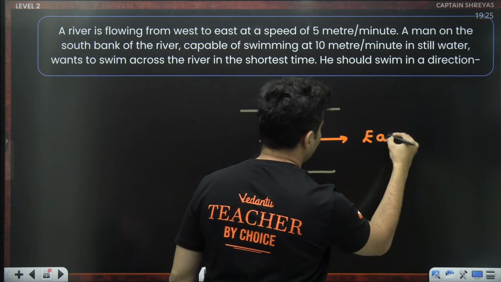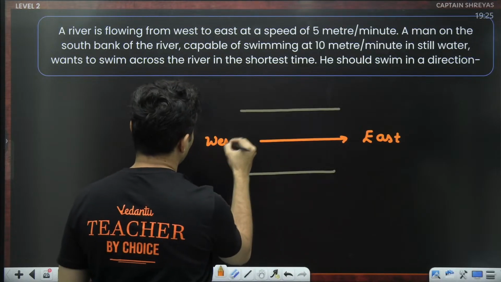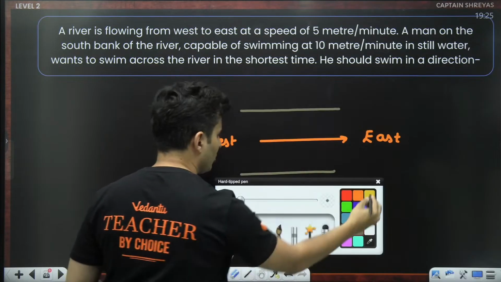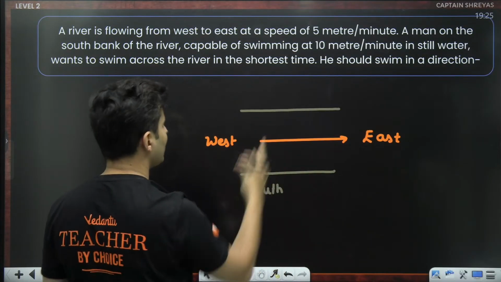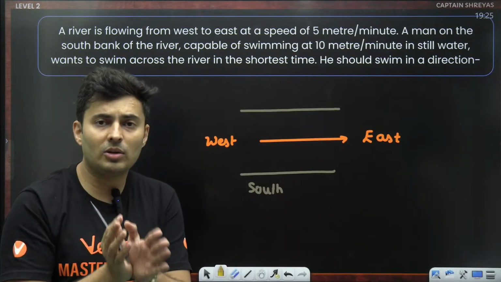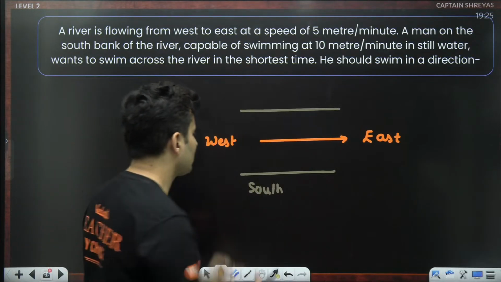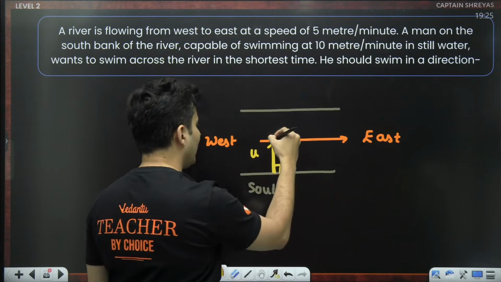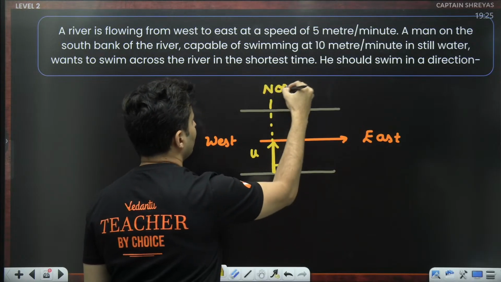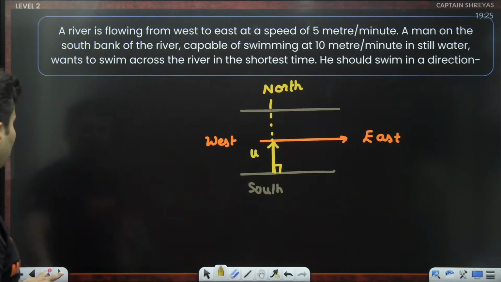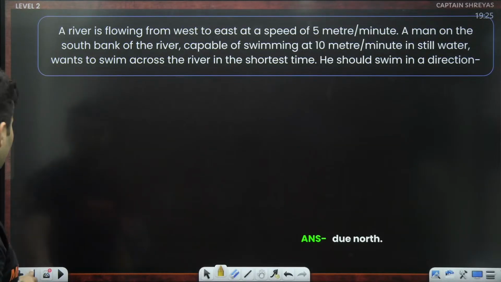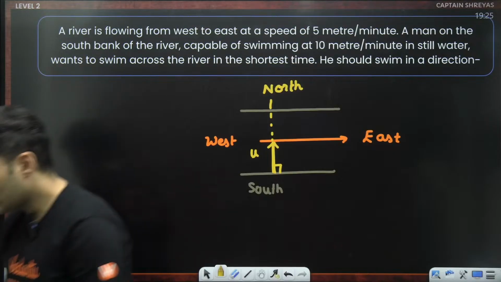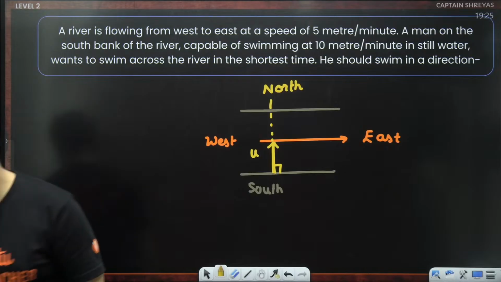This is the east side. This is the west side. The person is on the south bank. So which direction should he swim so that he reaches in the shortest time? Shortest time means you'll use all your velocity to cross. Cross means like this. So all your velocity will be used like this. So you will be like this, perpendicular. So which direction is it pointing towards? North direction. So hence the answer should be north. Yes, due north is the correct answer. Straightforward. Everyone clear? Shall we go ahead to the next question coming up on your screen?